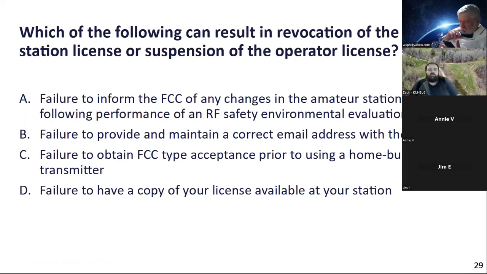Which of the following can result in revocation of the station license or suspension of the operator license? Anyone? All right. B, so failure to provide and maintain a correct email address with the FCC. Kind of a rewording of the last question. They just kind of took it and flipped it backwards. But basically, your contact information needs to be up to date with the FCC. That's the big takeaway there.